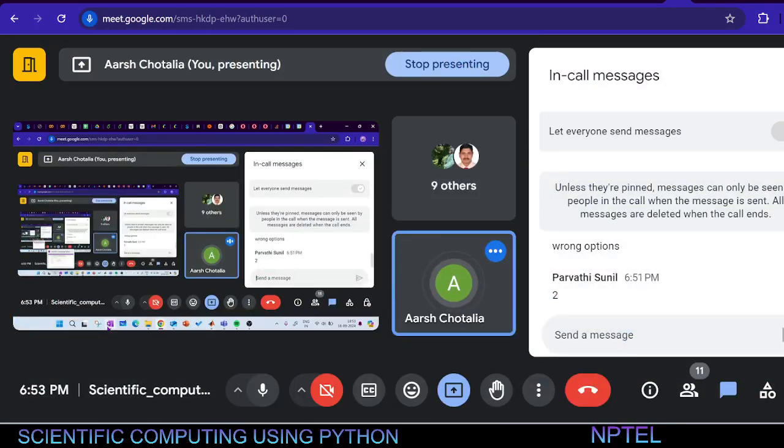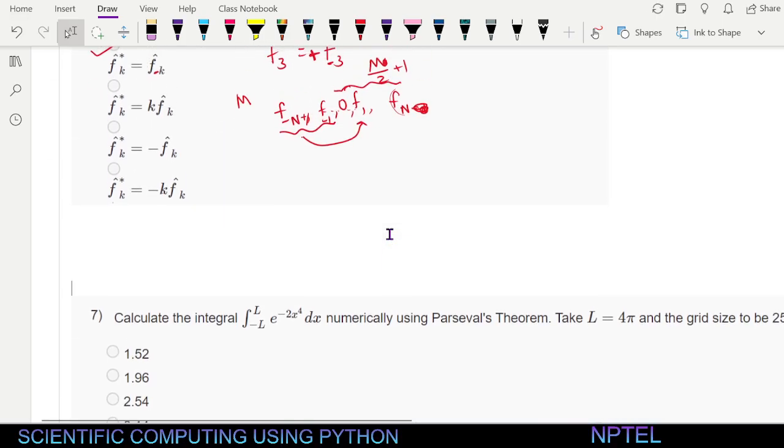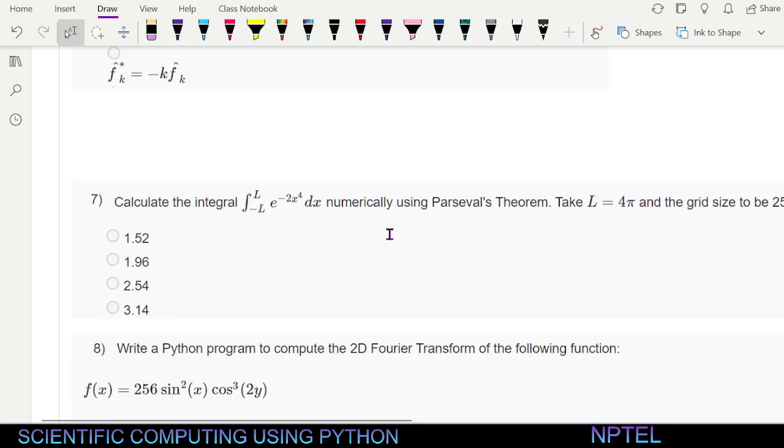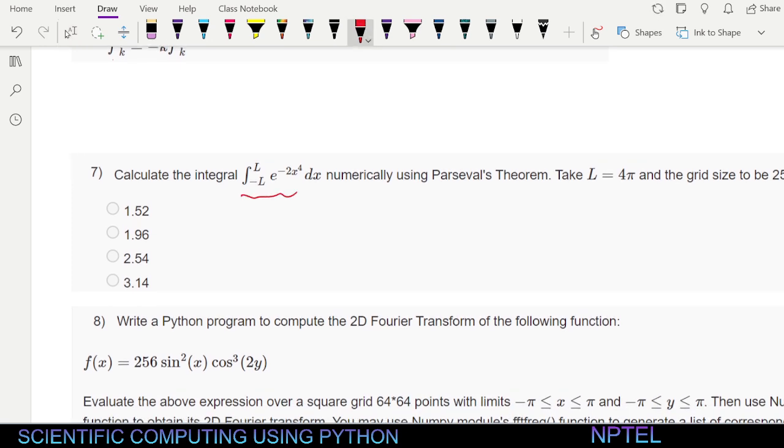Okay, yeah, I think all of you have either done it by yourself or seen it in the class. The next one is: calculate this integral using Parseval's theorem and ln 256. Parseval's theorem I don't think was discussed in the class, but in the current assignment it's given, right? What is Parseval's theorem?